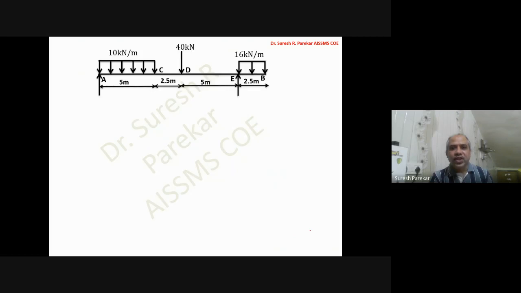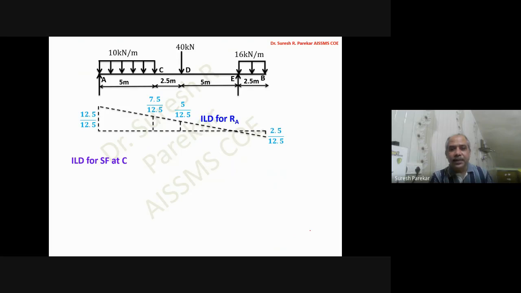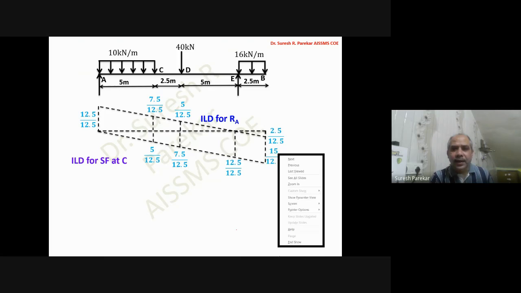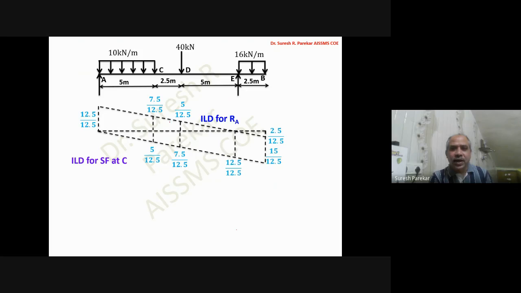Now you can go for shear force at C. So just already we have seen, we will draw ILD for RA, we will draw ILD for RB, and then we know we have to consider between A to C, we are going to consider that is ILD for RB. So now here we have RE. So RE we have to consider between A to C. So this portion we have to consider when we will talk about A to C. And then for remaining, we have to go for this portion.